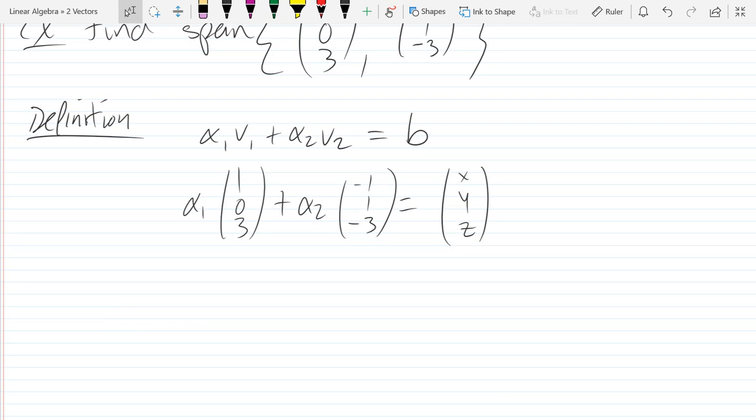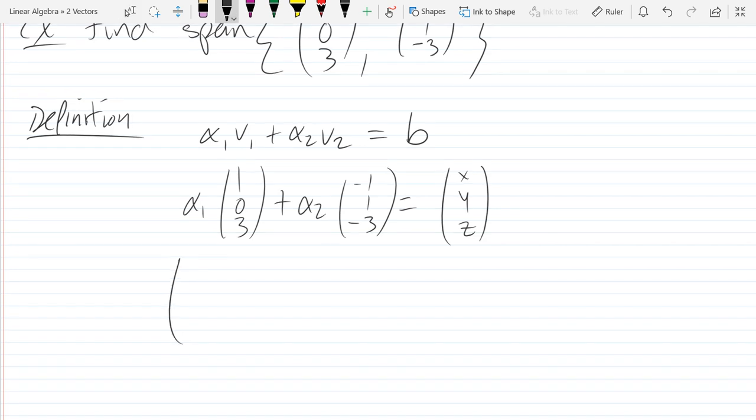So I could write out the linear system in three equations, or I could just jump right into a matrix. So I'm just going to jump right into a matrix here and skip that step. So our first column will be alpha 1, second column alpha 2, and third column will be a constant, which in this case will be x, y, z. Actually, you probably don't want x, y, z there because you're going to think variable. Let's go a, b, c.